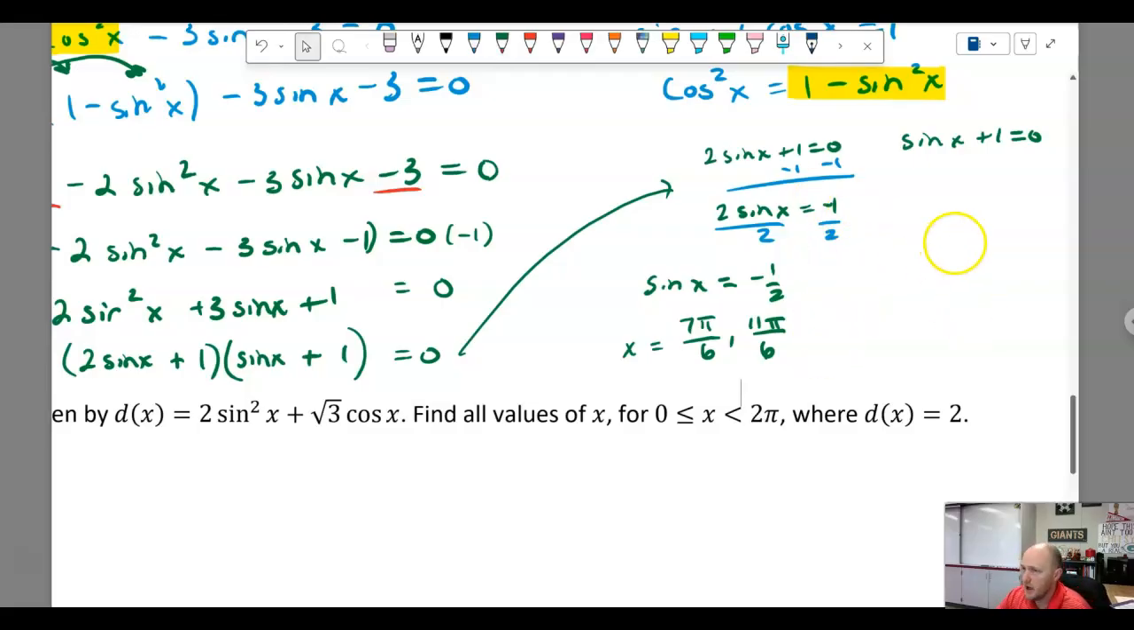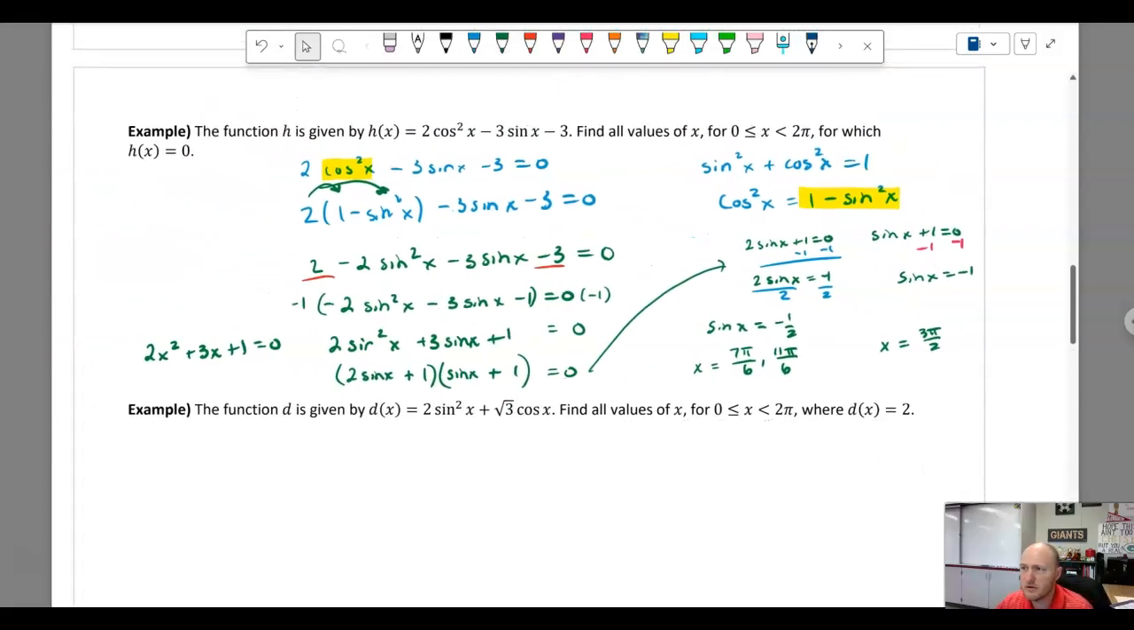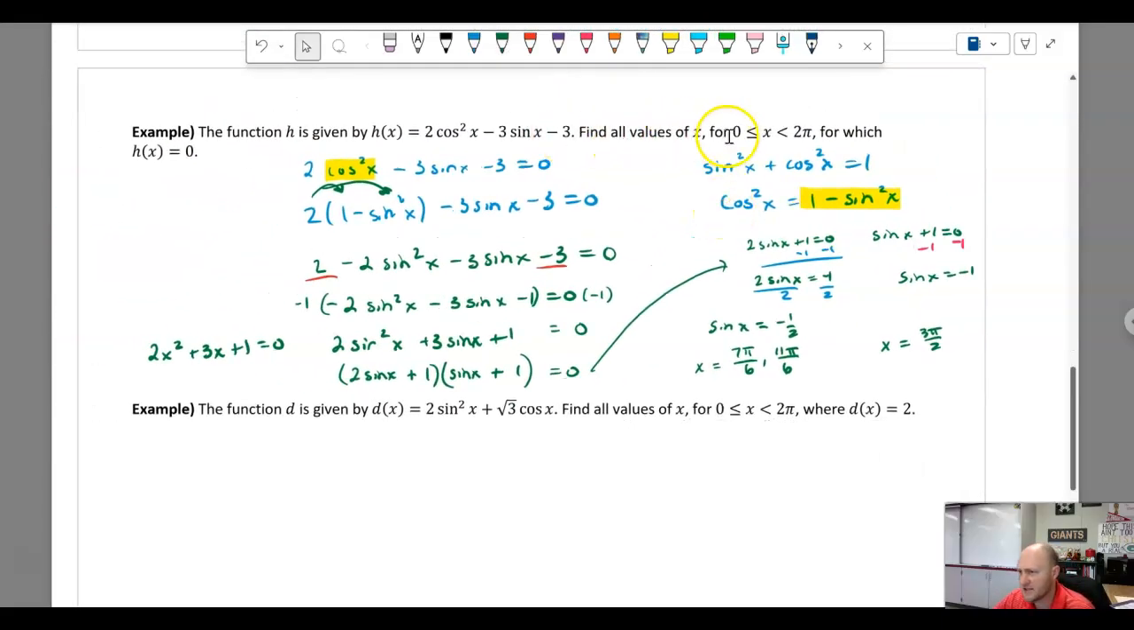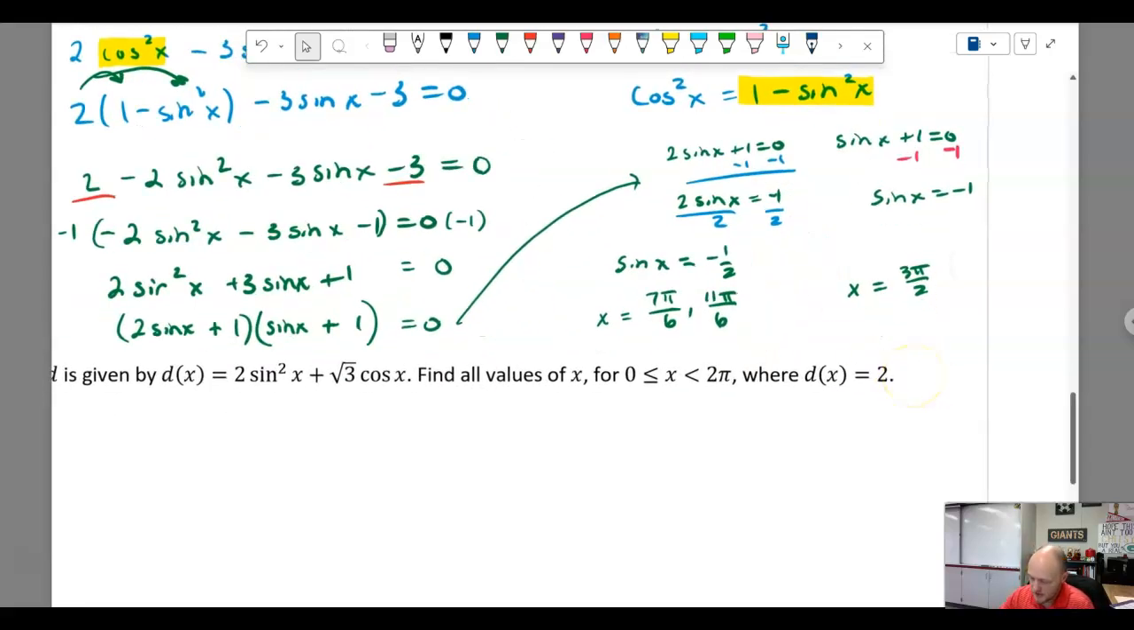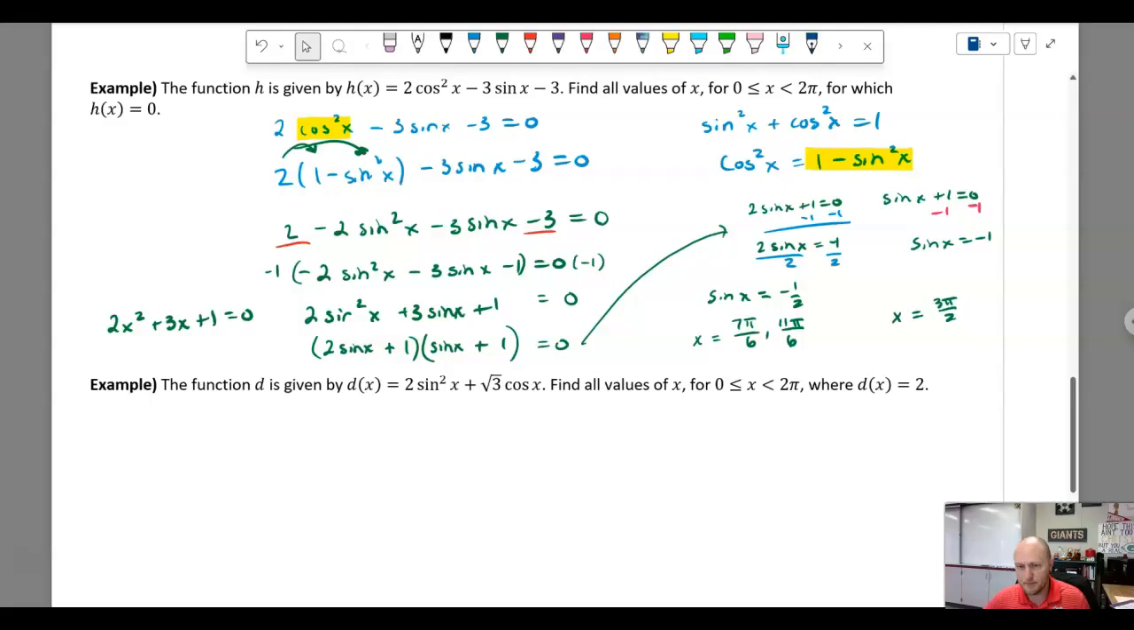And then over here, I can subtract 1, and we get sine of x equals negative 1. Well, that only happens at the South Pole. So we get 3 pi/2 here, okay? So let's see, do we keep all these? What do they want? All values of x on 0 to 2 pi. Yep, so these are the winners. There you go. That is how you use the Pythagorean identity to solve.